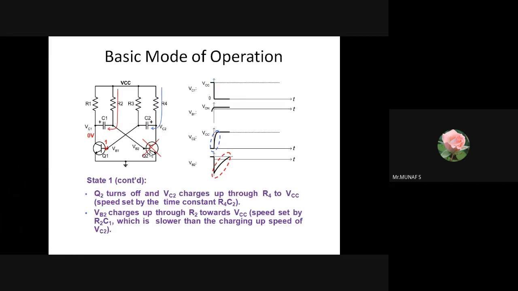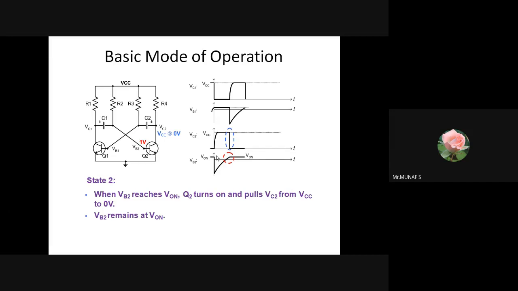For the condition state 1, when transistor Q2 is turned off, the collector voltage VC2 charges through R4 and C2, and their time constant is R4 C2. Compared to R2 C1, this is a high speed, so the capacitor charging and discharging turns on transistor Q1. That means it forward biases transistor Q1 compared to the VB2 voltage. That is indicated by the blue dotted line and the red dotted line.